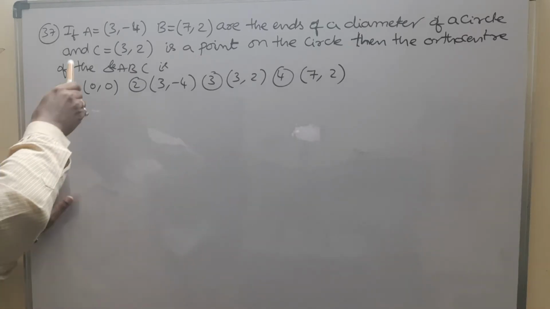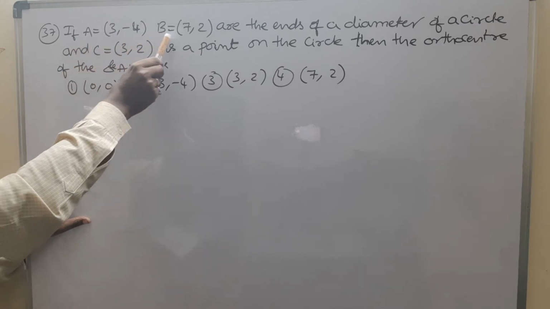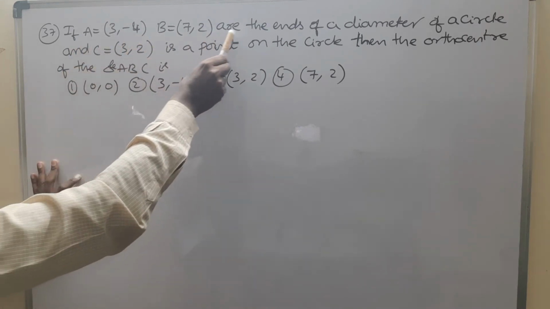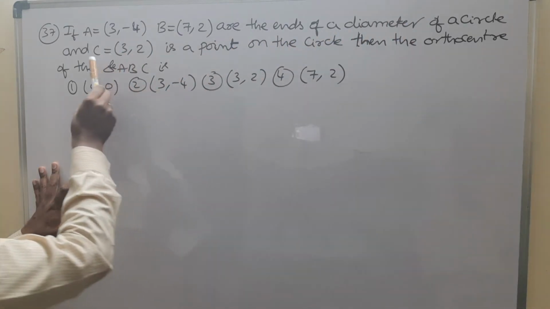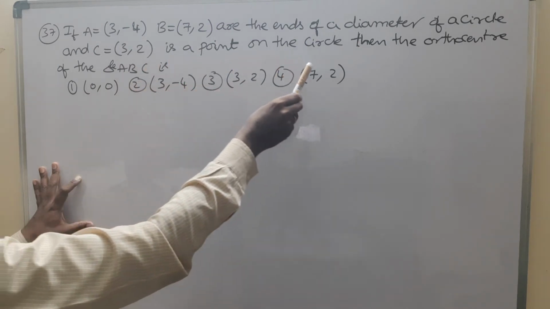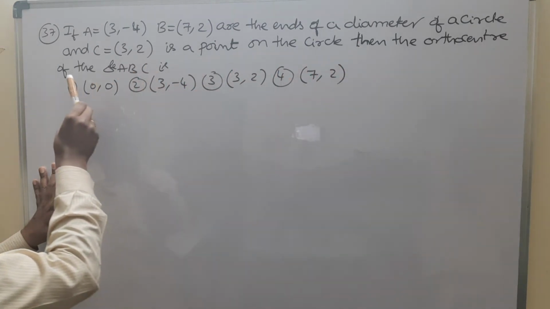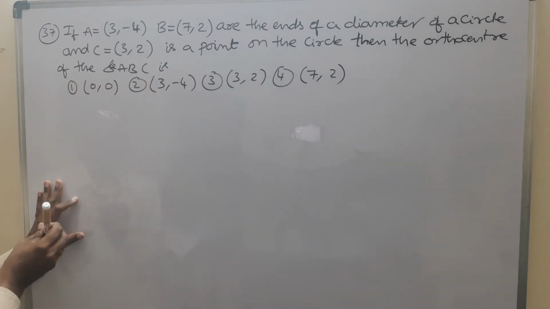Question number 37. If capital A equal to (3, minus 4), B equal to (7, 2) are the ends of a diameter of a circle and C equal to (3, 2) is a point on the circle, then the orthocenter of the triangle ABC is. These are the 4 options.